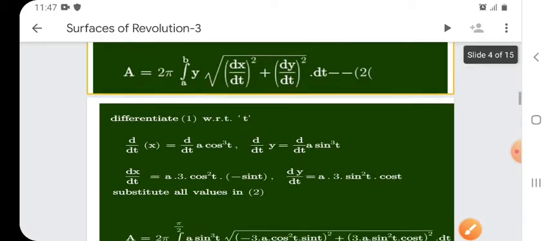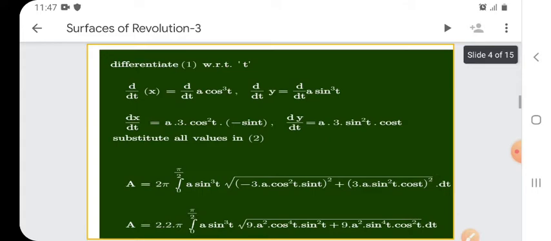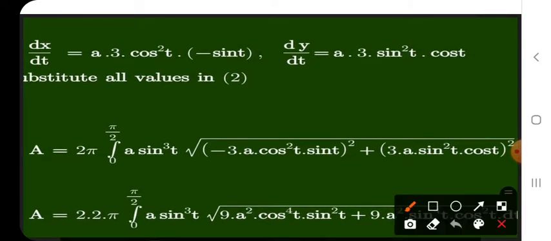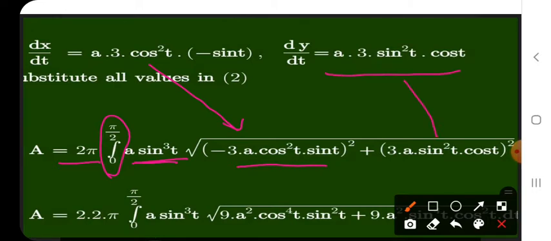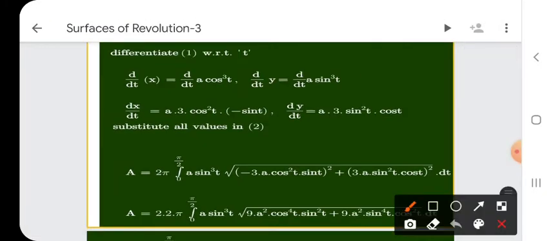Now I substitute all values in this formula. See here, 2 pi, limits are integral 0 to pi by 2. y means a sin cube t, root dx by dt whole square, that means minus 3a cos square t sin t whole square, and dy by dt whole square, that means 3a sin square t cos t whole square. Okay, next. Now we simplify this one.